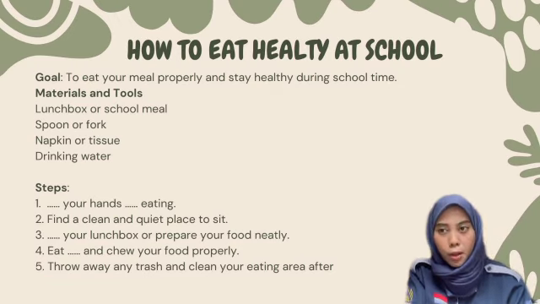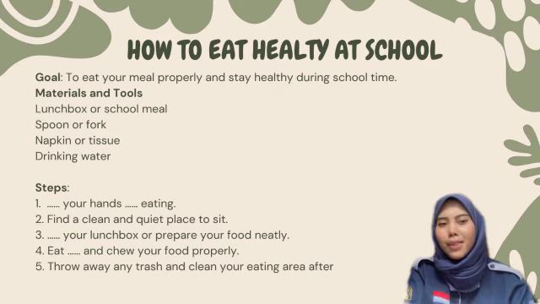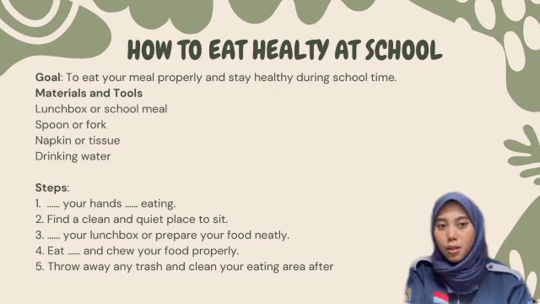Okay, let's see from the text. There is a title, How to Eat Healthy at School. There are also goals, materials and tools, and steps. The last one is the steps. So, what did we just actually see? What did we just actually read? Okay, guys, this is an example of procedure text and its structure. Let's see together. The first of all is goal.